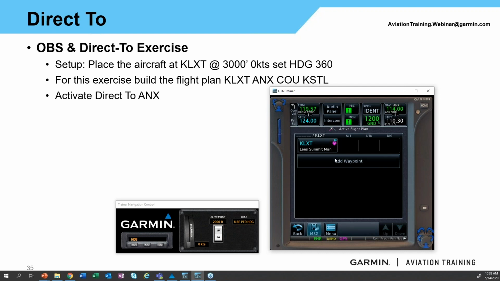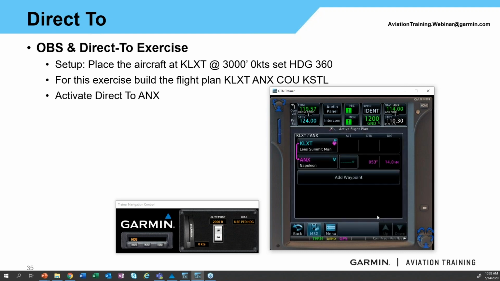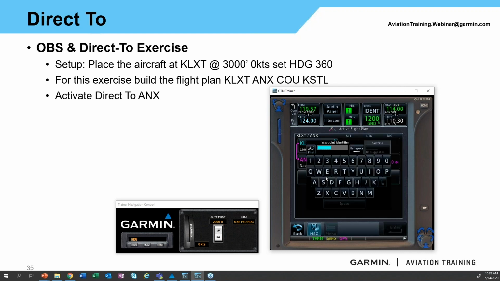All right, so let's type in this flight plan. So going to ANX. So typing in ANX. I will go just a little slower on the PC trainer because it can lag a little bit on the webinar portal that you have. So I got ANX on there. Press enter. Now I have my active leg, so my magenta signal going from LXT to ANX, and now I'm ready to type in COU. So add waypoint.